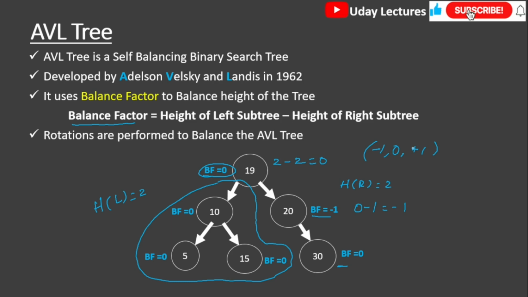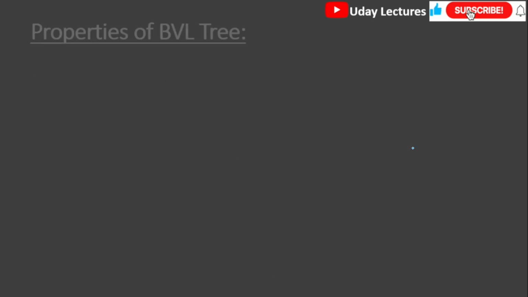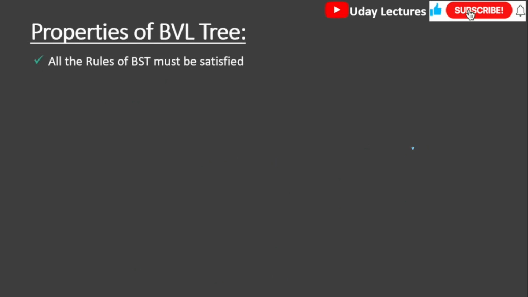Now we will look into the properties of AVL tree. So the properties of AVL tree are these. All the rules of binary search tree must be satisfied. If a tree is not satisfying the binary search tree rules or properties, but it has all the balance factors within the range, it is still not a valid AVL tree.